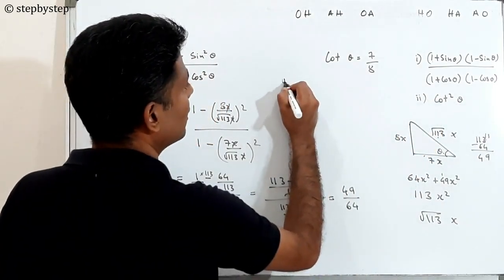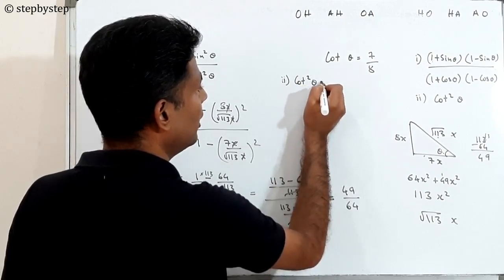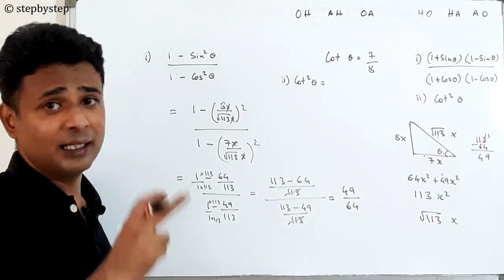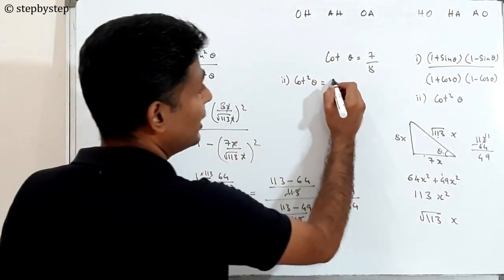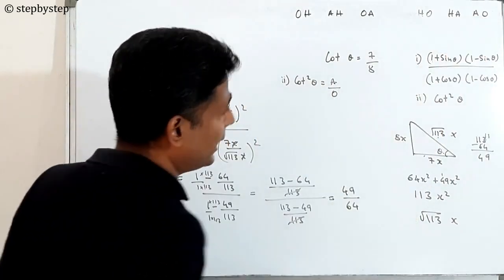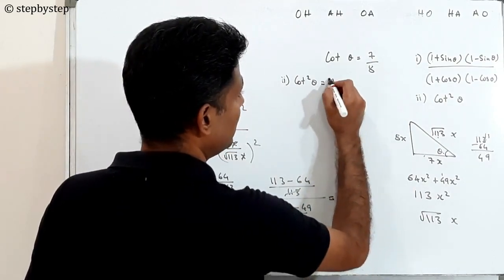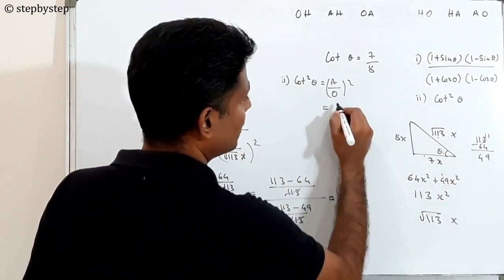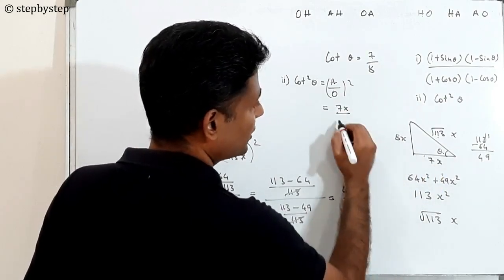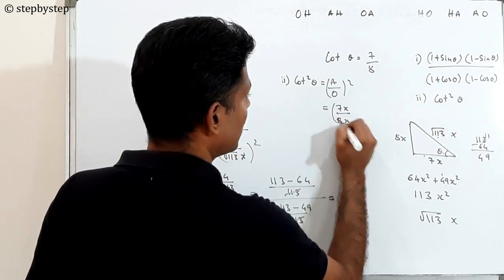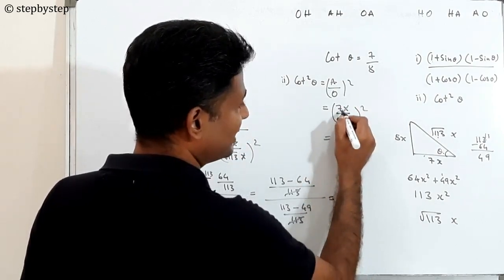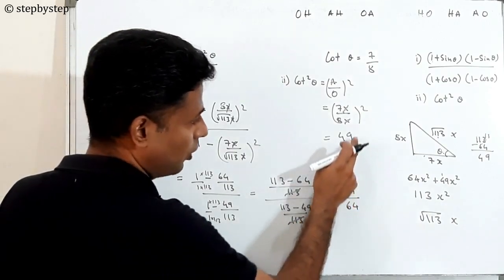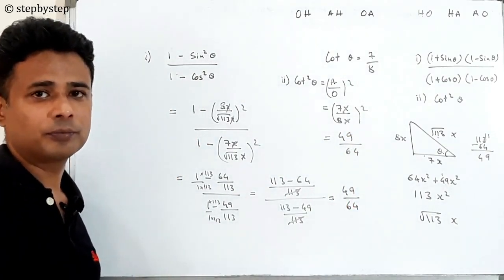Now the second thing, there was cot square theta, which is nothing but cot theta whole square. What is cot theta? Reciprocal of tan. Tan is opposite by adjacent, so cot is adjacent by opposite, right? So this will become adjacent by opposite whole square, because they have asked us to find cot square. Now which is adjacent? 7x by opposite is 8x, whole square. So x and x cancel, we get 7 by 8 whole square, which is 49 by 64. So cot square theta is also 49 by 64.